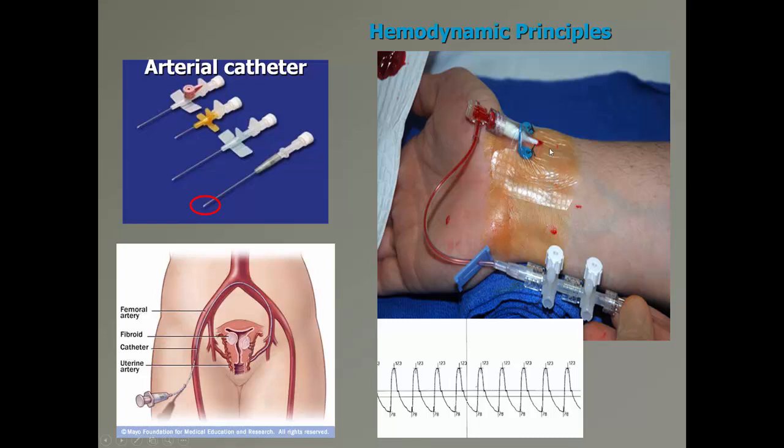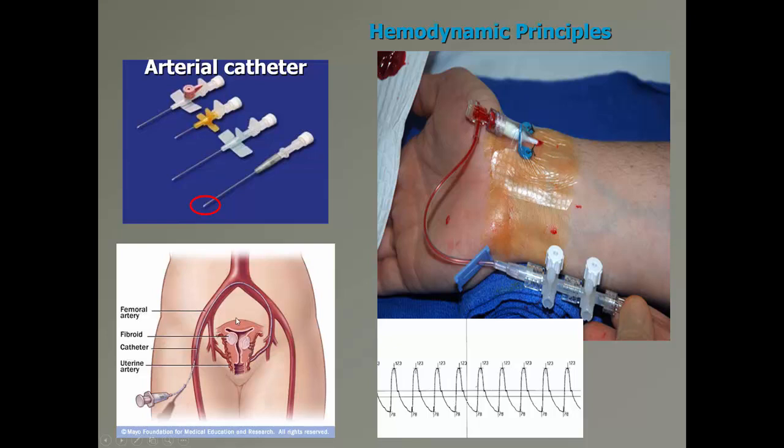And you can see here, again, it's very important for you as the assessing nurse that you realize when you see a catheter, is this in the artery or is it in the vein? And so that's part of your assessment to identify what space that catheter is in. So this particular catheter is in the radial artery.